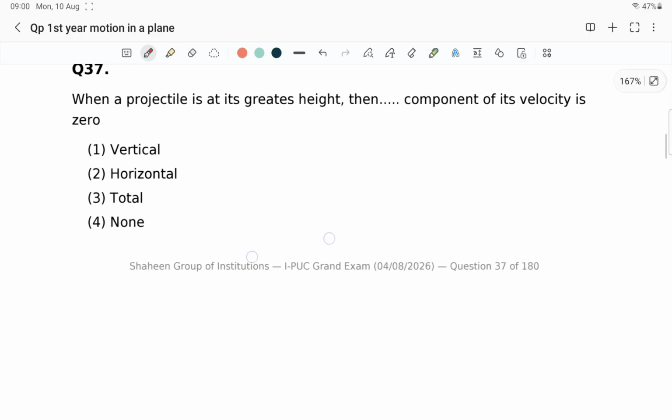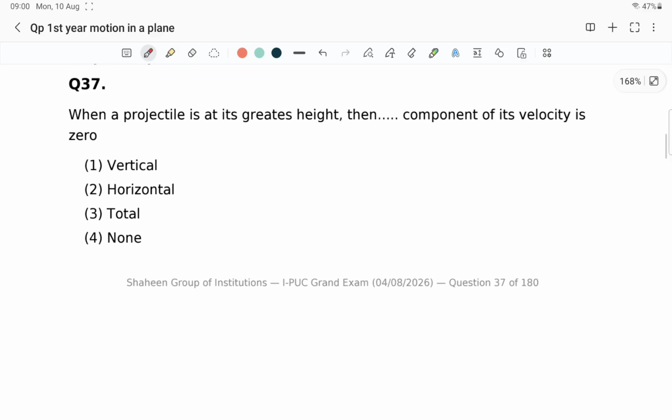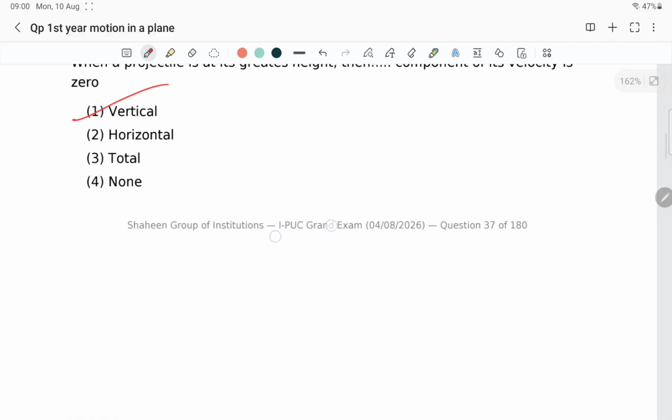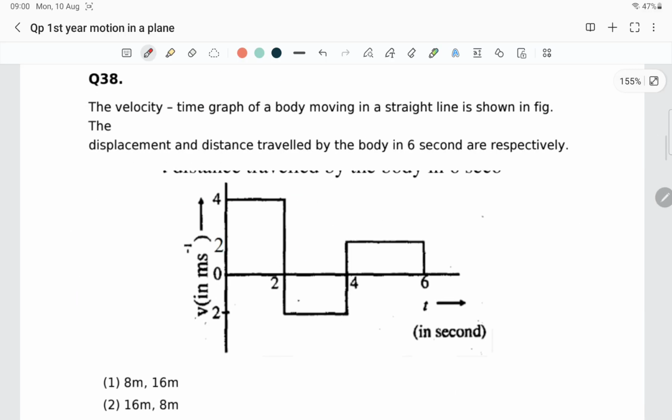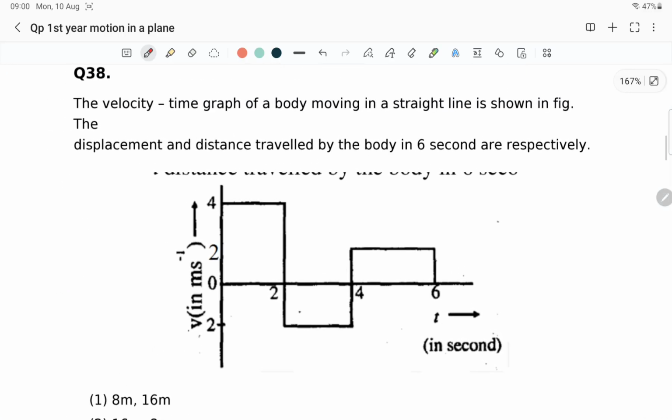Question number 37. When a projectile is at its greatest height, then components of its velocity is 0. Who? It is vertical component. Yes. Let's move on to the next question. Question number 38. The velocity time graph of a body moving in a straight line is shown in the figure. The displacement and distance traveled by the body in 6 seconds are respectively.